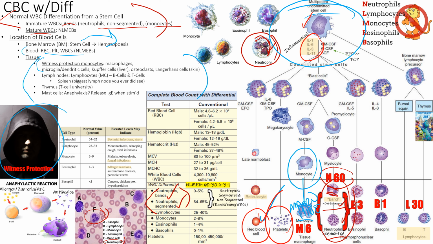Depending on where they're at, where they've specialized, whether they be microglia in the brain, Kupffer cells in the liver, or Langerhans cells in the skin, etc. Okay, and then lymph nodes. In lymph nodes is where your lymphocytes hang out. That makes sense. That's how they got their name.